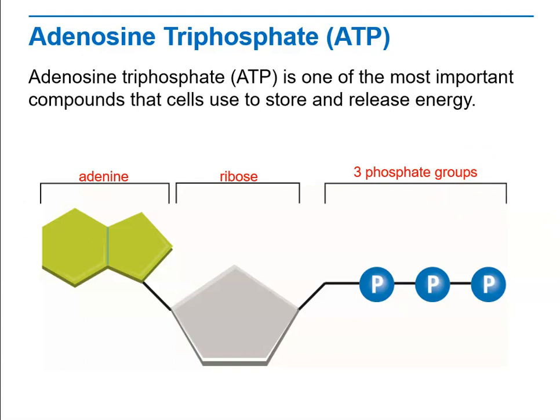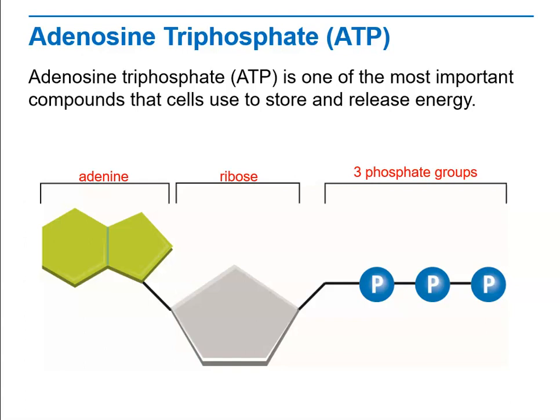Think about how you would change ATP into ADP. ADP stands for adenosine diphosphate. So how would you change adenosine triphosphate into adenosine diphosphate? Well, this is what we're going to do. When we take away one of these phosphate groups, we release all the energy that is stored in this chemical bond. These are high energy bonds between these phosphate groups.